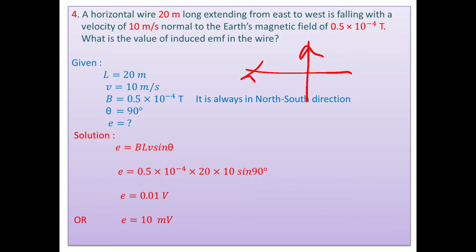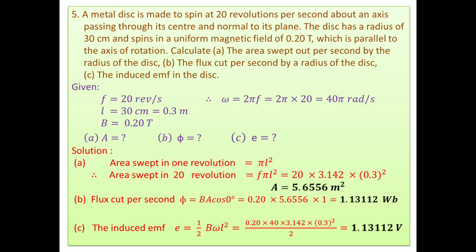Thereafter, we go through another numerical. A metal disc is made to spin at 20 revolutions per second. Frequency is given. It spins about an axis passing through the center and normal to its plane. The disc has a radius of 30 centimeter. Radius of the disc is given: R equals 30 centimeter, which means 0.3 meter.